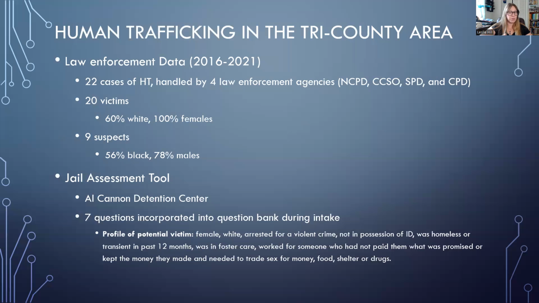All of the individuals that are flagged receive a wristband that's very innocuous. It's just a black wristband that has a phone number on it, and the phone number is to the Formation Project. When they are released from the jail, they are told that they were flagged as a potential victim, and should they want any help, to call the number on the wristband. So the 7 questions that are incorporated include the following.